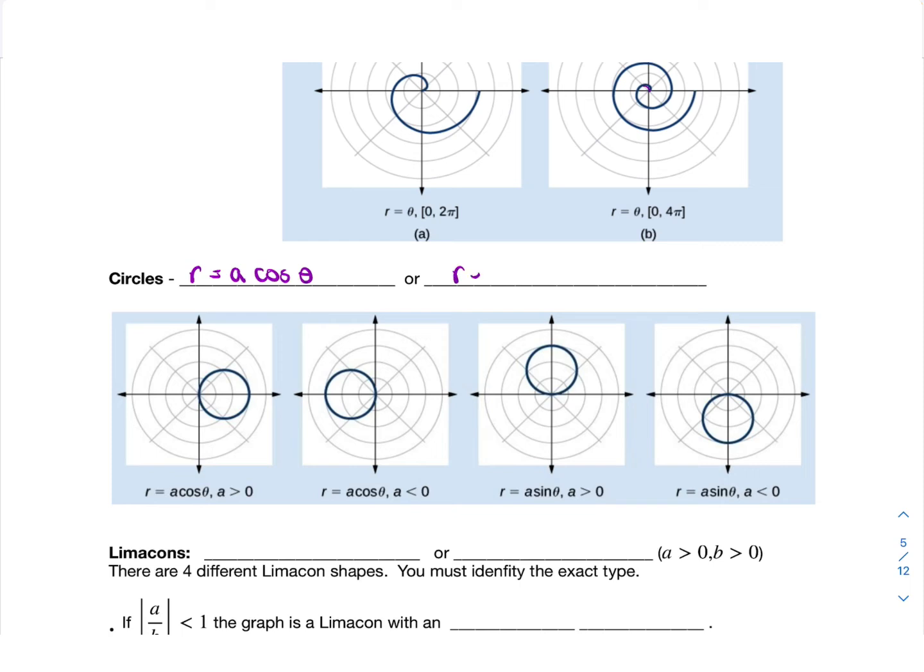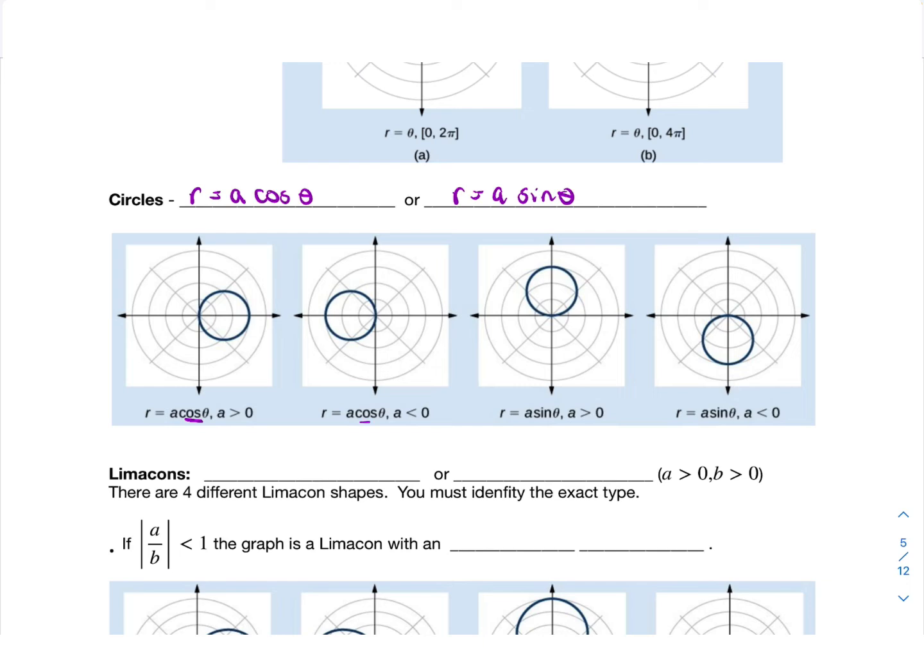They can be in the form of r equals a cosine theta, or r equals a sine theta. If it's cosine theta, the diameter will be on what you think of as the x-axis. If a is a positive number, it's going to be on that polar axis. If a is a negative number, it's going to be flipped over toward the negative direction. And that distance from the pole to the end of the circle, or the diameter, is going to be your maximum value of r. It's also going to happen to be the a value in the equation.